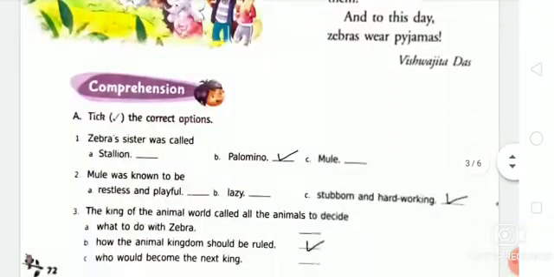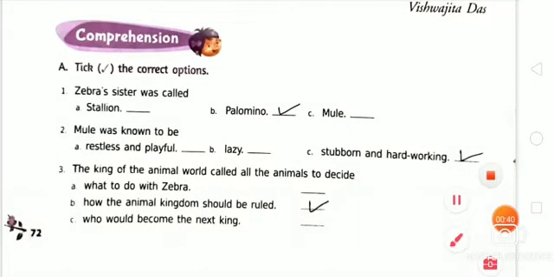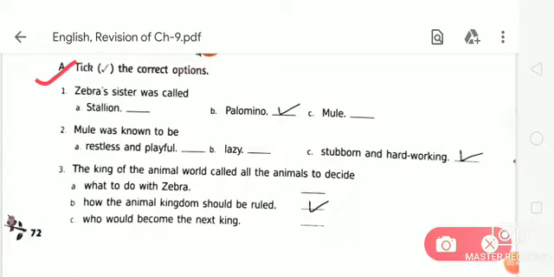Okay students, so we are going to revise exercise A. It is very important. So students, what will we do in exercise A? In exercise A, there is a tick the correct option. So we will choose the correct option according to the given sentence. The first sentence is: Zebra's sister was called. What do we call Zebra's sister, do you know that? If you learned the story, you know the answer very well.